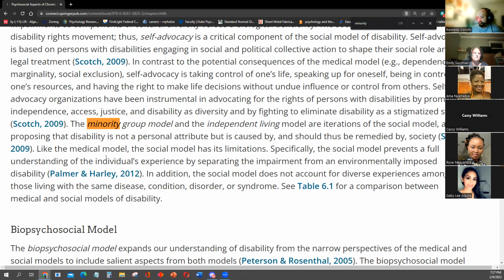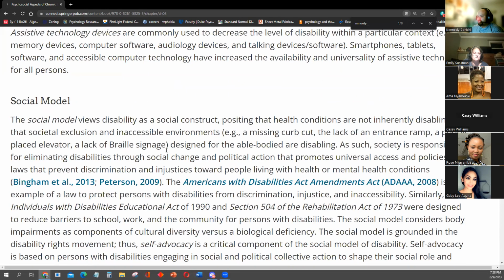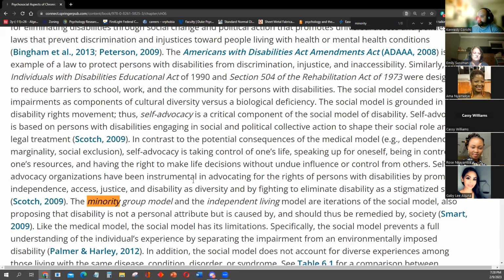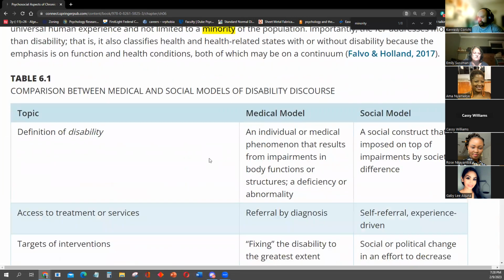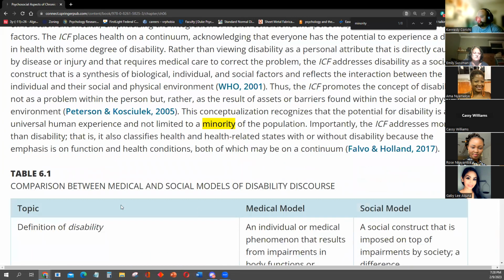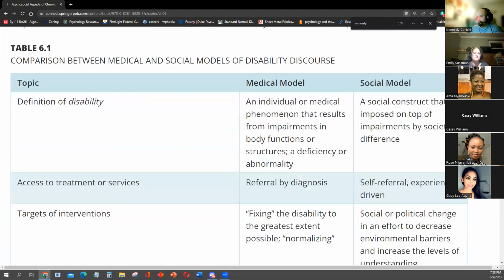So instead of just saying that you have a disability, it's what your culture or society views a disability to be, as far as what you can and cannot do, able versus disabled, as in the medical model. That's kind of how I see it. They don't mention that here. This is the comparison between the social model and disability.